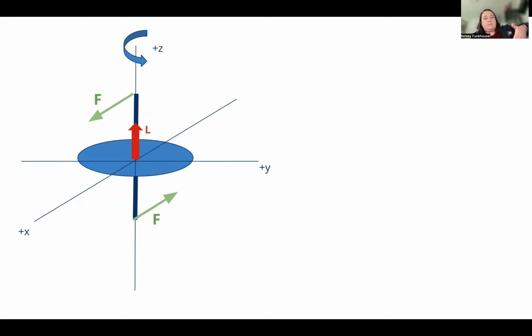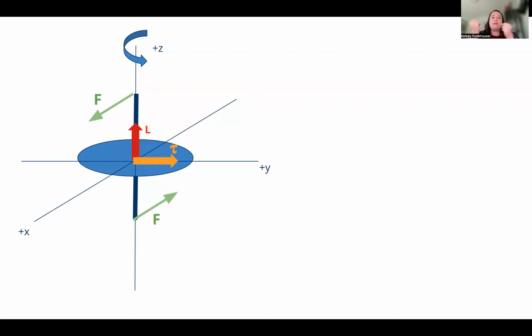Fingers in the direction of the force. I'm sorry, I'm not even showing it to you. Anyway, you can also do it for the bottom, but it's the same torque. So the torque acts in the positive y direction.